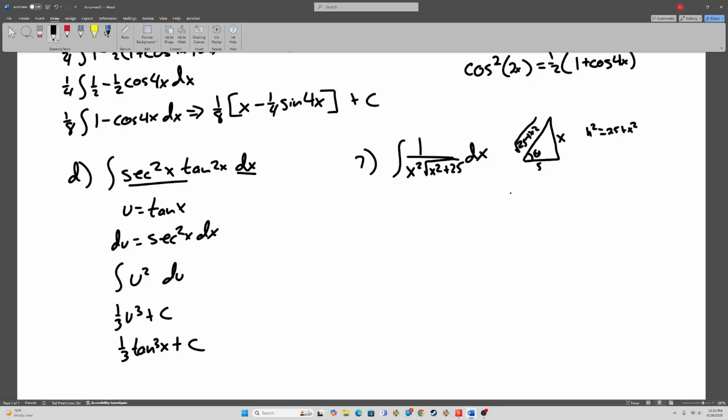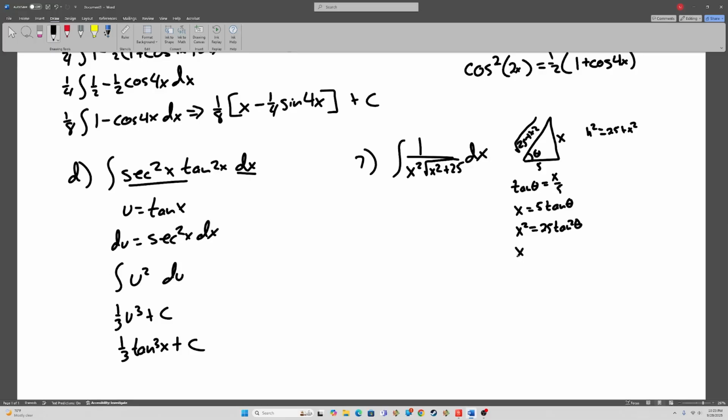Let's let x equal 5. Well, no, let's do this. What I can write from here is the tangent of theta is opposite over adjacent, so x over 5. So from there we can write x is equal to 5 tangent of theta. And now if we square both sides, that'd be x squared is equal to 25 tangent squared theta.